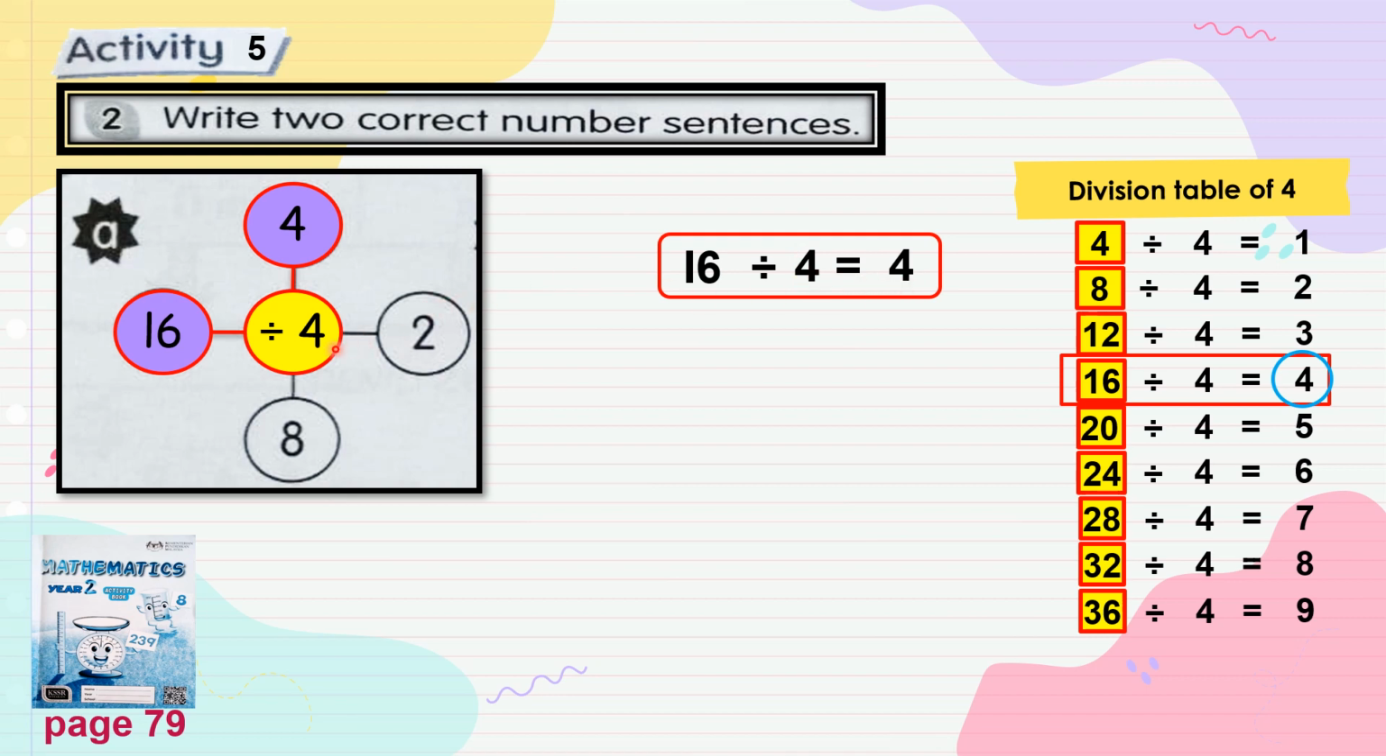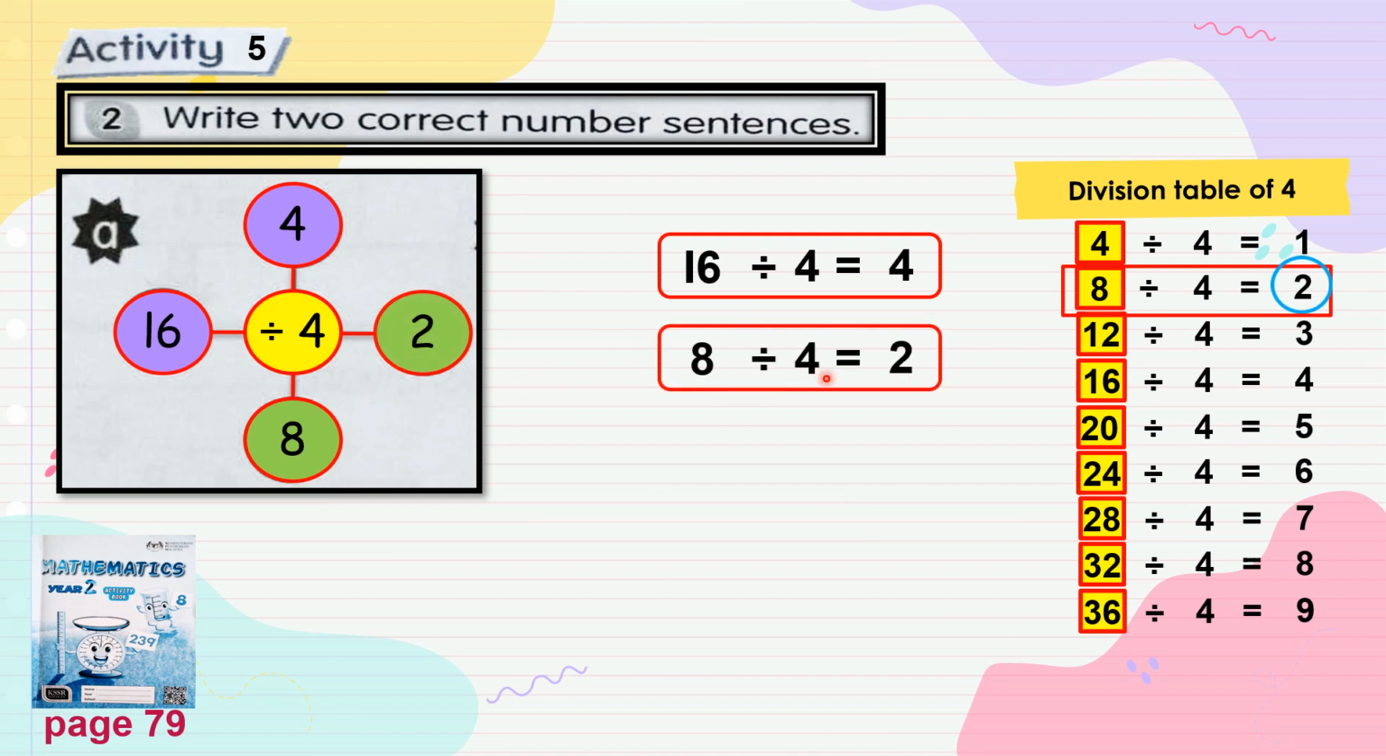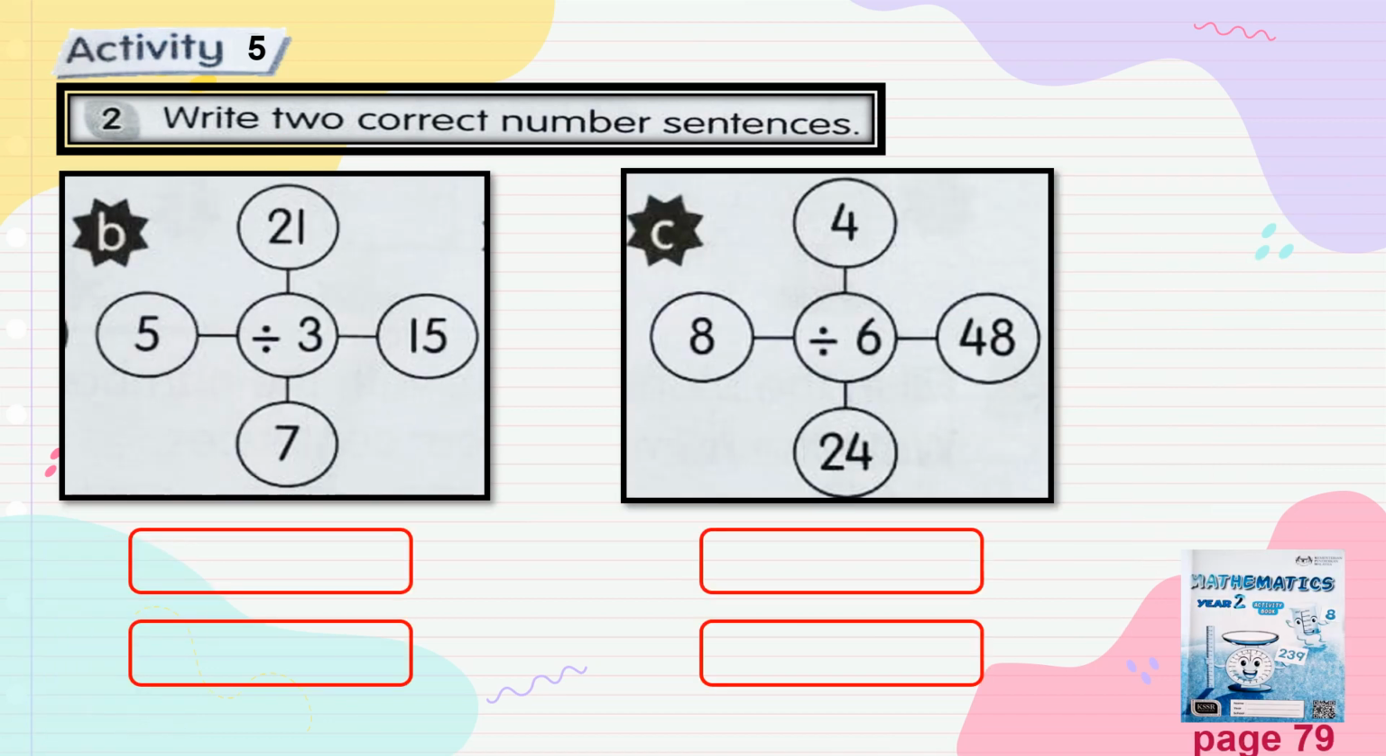For the numbers left, we find the biggest number here. Yes, 8. So, 8 divided by 4 is equal to, okay, look at the division table. 8 divided by 4 is equal to 2. So, the answer is 2. 8 divided by 4 is equal to 2. For B and C, try to do it yourself.